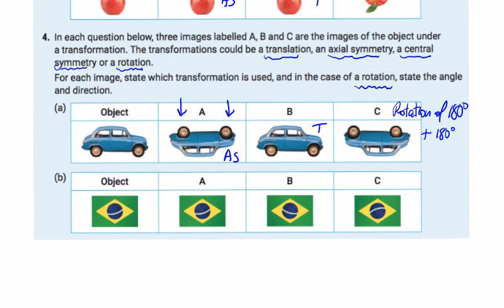Is any of these flags the same? Any of them? A looks like a translation, does it? Very hard to tell. A is a translation. B looks like it's been mapped through the axes. It has. B is axial symmetry. And is it back to front upside down? It is for C. So that could be central symmetry, or it could be a rotation around the origin, but we'll call this one central symmetry. But these two things are the same.